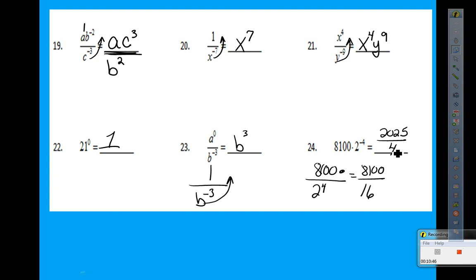So there's kind of my first part of the day, dealing with negative exponents. Moral of that story, if you got a negative exponent, just move it. If it's in the denominator, move it to the top. If it's already in the top, move it to the denominator. Now I'm going to switch gears on you just a little bit.